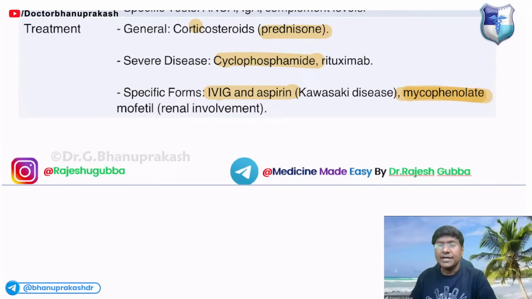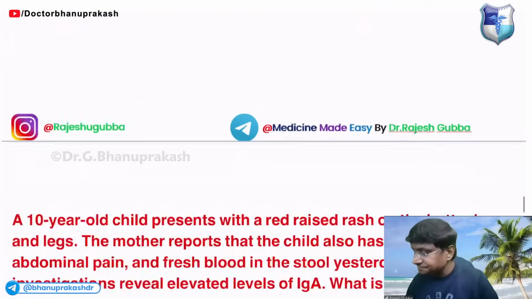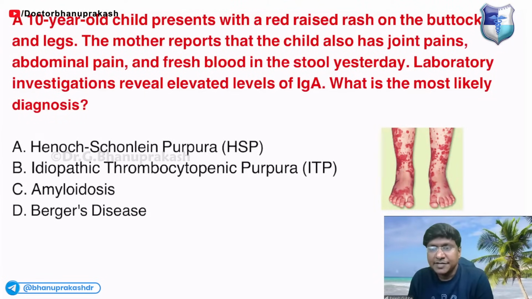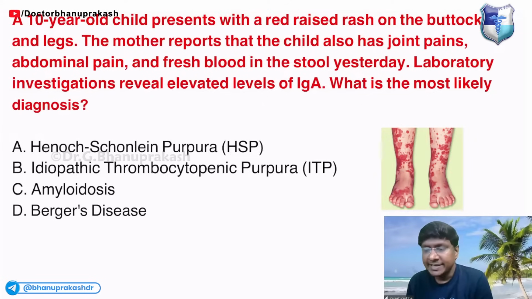Okay. Now we'll take up the individual conditions. Answer this. We have a 10-year-old child who presents with a red raised rash on the buttocks and legs. The mother reports that the child also has joint pains, abdominal pain, and fresh blood in the stool yesterday. Laboratory investigations reveal elevated levels of IgA. What is the most likely diagnosis?